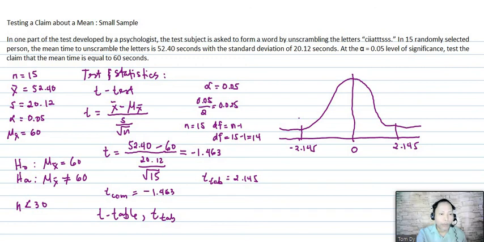Now, from our computed value, that is negative 1.463. If this is 0, this is negative 2. So most probably it is located here. This is negative 1.463, 0, negative 2. So negative 1.463. That means our area is located here, which is in this part. Take note.